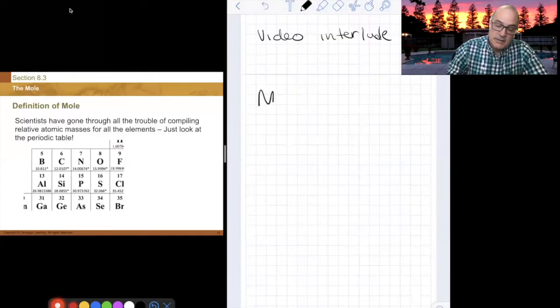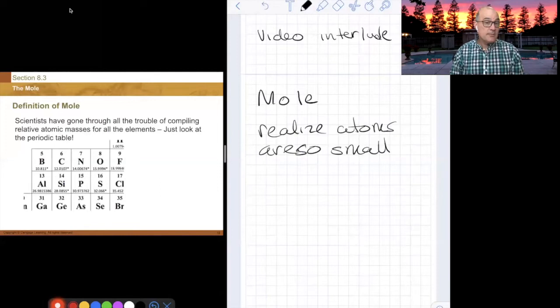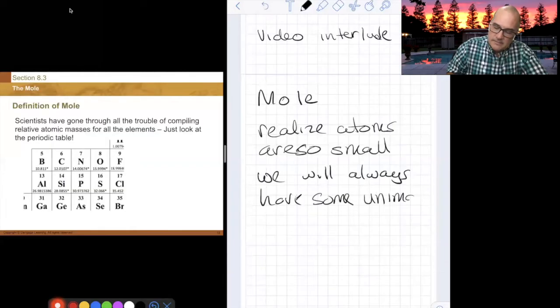All right, so let's return to the concept of a mole, right? This is just a number that we're going to use as a scale up. So we realize atoms are so small that anytime we weigh out macroscopic quantities, 10 grams, 5 grams, even a microgram of atoms, we are always going to have huge amounts, right? Billions upon billions upon billions of atoms. We will always have some unimaginably huge amount to work with.